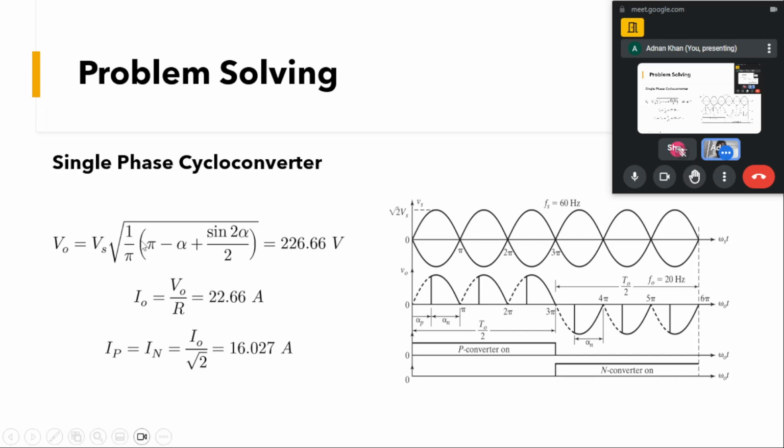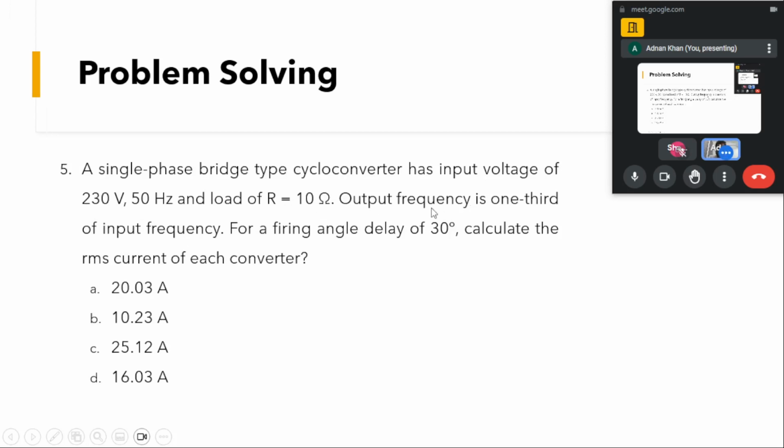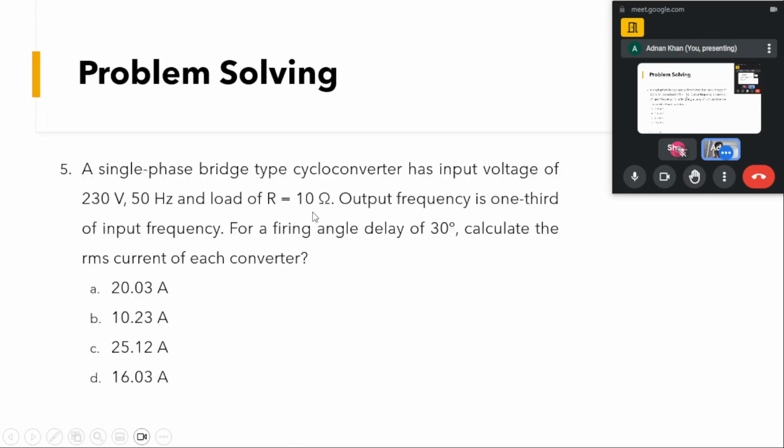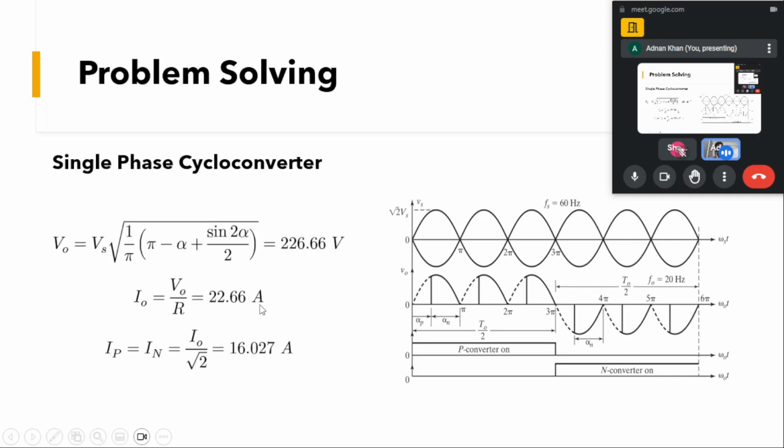So what we had to calculate is the RMS of the current. When we got the RMS output voltage, we got this. So the output current, since our load is resistive, I out will be equal to V out by R. Our R is 10 ohms, so this will be equal to 22.66 amps.